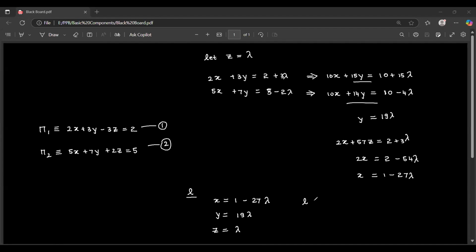Pretty simple. L can be given as r equals, we have to find a point on the line. It's not very hard. Just simply substitute 0 for lambda. That will give you (1, 0, 0) plus, sorry, not 1 minus 27, (minus 27, 19, 1) times lambda. So phi 1, phi 2, and phi 3 intersect at this specific line.